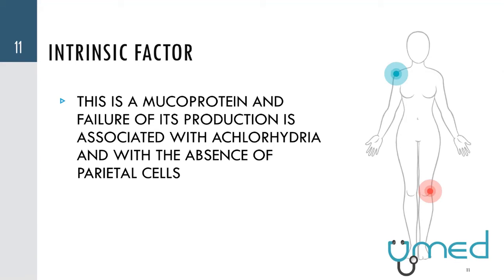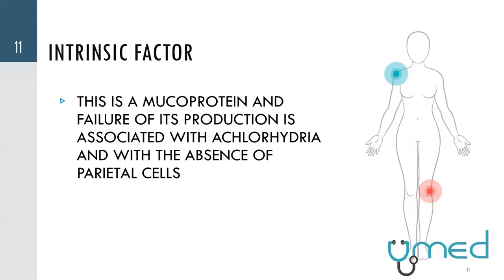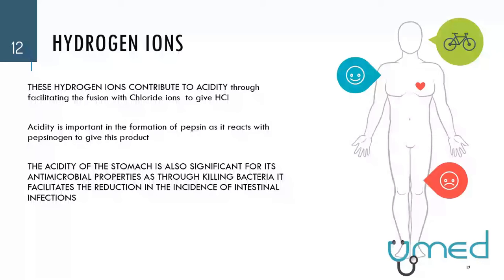All right. Good. Now, in addition to that, taking too much antacid, and you guys need to bear that in mind and tell your relatives, taking too much antacid actually can cause that, right? Because stomach acid is not a bad thing. That's a misconception that some people have. It's actually a good thing. And here's why. The hydrogen ions contribute to acidity through facilitating the diffusion with chloride ions to give HCl, right?